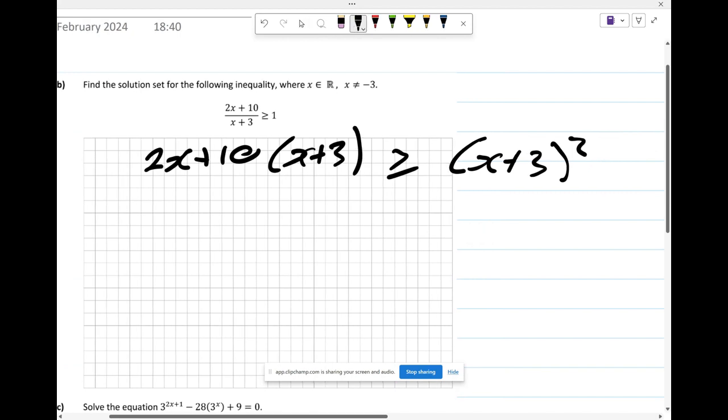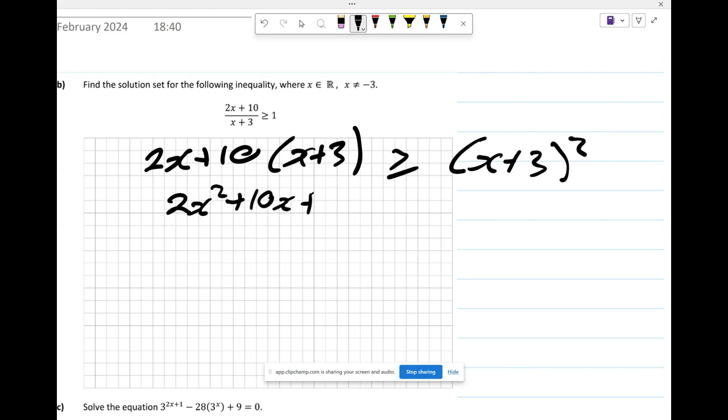So how are we going to do that? Well, we can multiply everything out. So x times 2x is going to be 2x squared, x times 10 is 10x, 3 times 2x is 6x, and 3 times 10 is 30, greater than x squared. 3 times x is 3x, times 2 is 6x, 3 times 3 is 9.